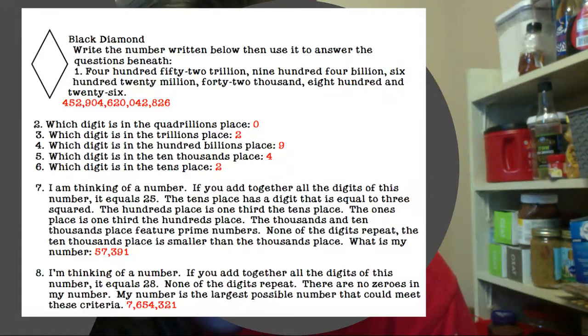Number 7 is 57,391. And number 8 is 7,654,321. The temptation with number 8 is to try to fit that 9 and that 8 in there. But keep in mind, I'm going to get to my number 28 much faster if I'm using those bigger numbers. And what matters here is that we have as many place values as we possibly can.